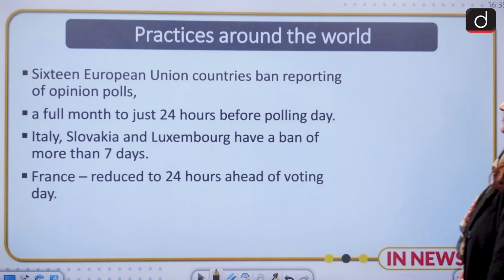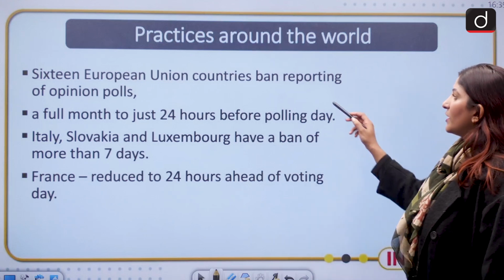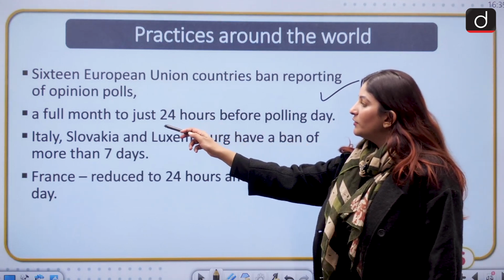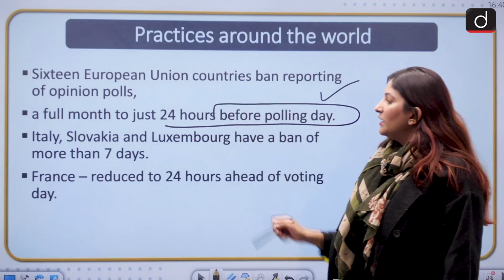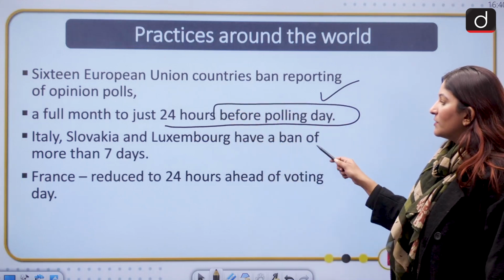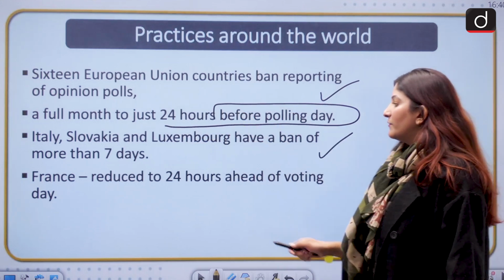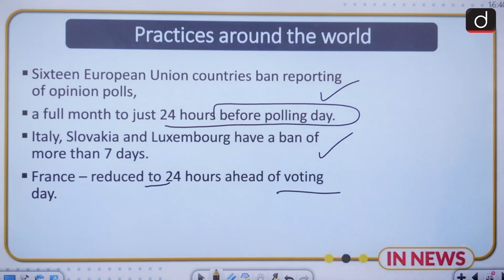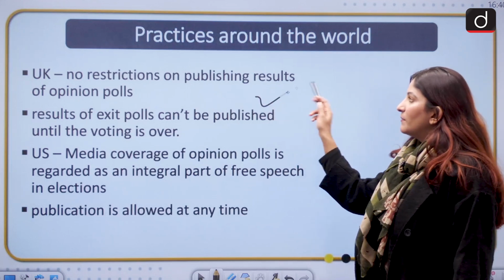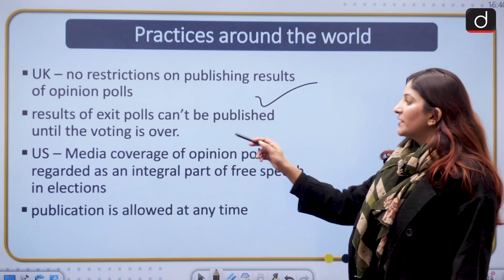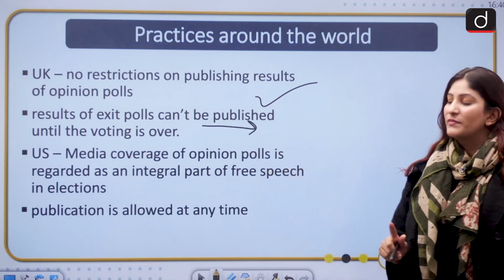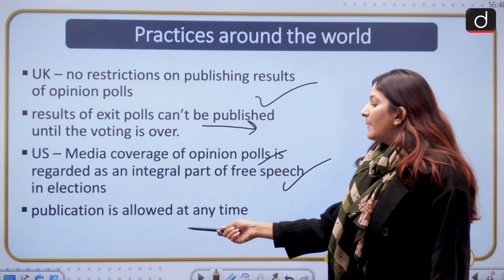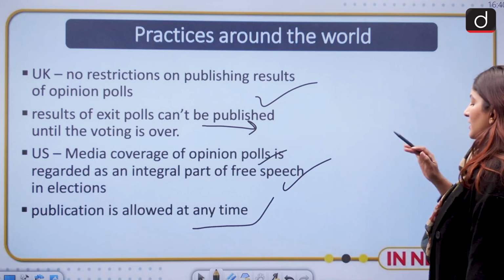Moving ahead, let's talk about practices around the world. Sixteen European Union countries ban reporting of opinion polls, for periods ranging from a full month to just 24 hours before the polling day. Italy, Slovakia and Luxembourg have a ban of more than 7 days on exit polls. In France, the curb has been reduced to 24 hours ahead of voting day. In the UK, there are no restrictions on publishing results of opinion polls. However, the results of exit polls can't be published until the voting is over. In the US, media coverage of opinion polls is regarded as an intrinsic part of free speech, and publication is allowed at any time. Alright, so these are the best practices.